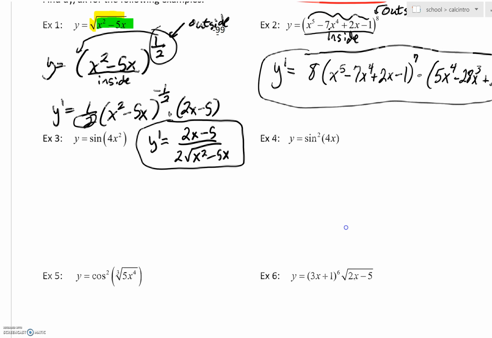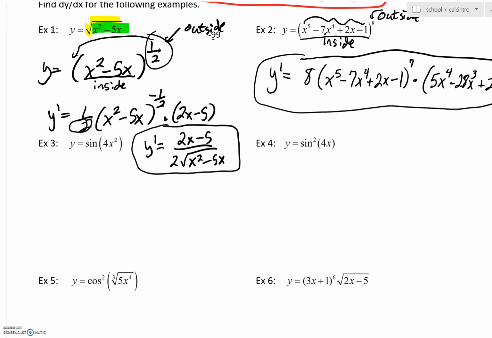Okay, so let's look at number 3. Is there an outside function that you can see? That's sine, isn't it? And then there's an inside. So here's your outside. Here's your inside.